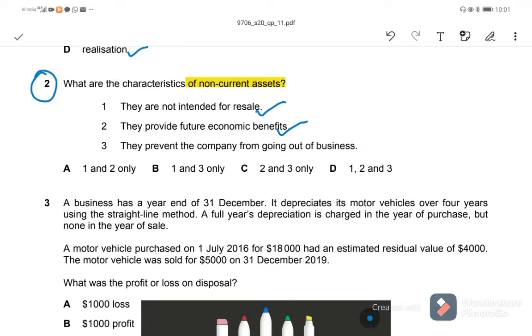Third, they prevent the company from going out of business. No, it is not preventing the company from going out of business. So the correct options are 1 and 2. Correct answer A, 1 and 2 only.